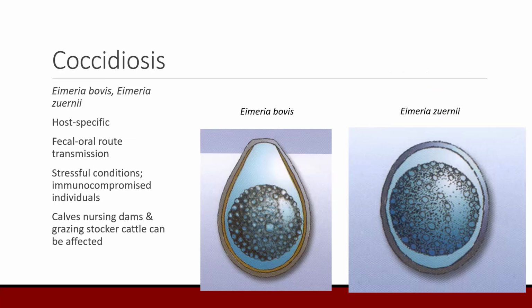Coccidiosis. Okay. These are the two main coccidiosis organisms. You have your Eimeria bovis, Eimeria zuernii. Okay, these are host specific. They're transmitted through fecal-oral. So you have an animal that's grazing on pasture and it consumes a plant that has fecal contamination on it. Okay, or you have an animal in a feedlot and one sign of stress is eating manure. Maybe they've ingested the coccidiosis through that.